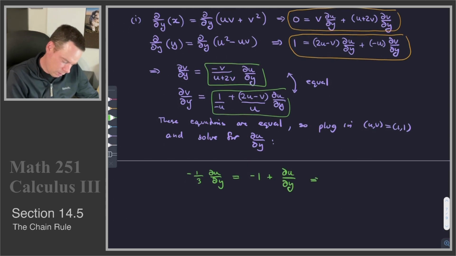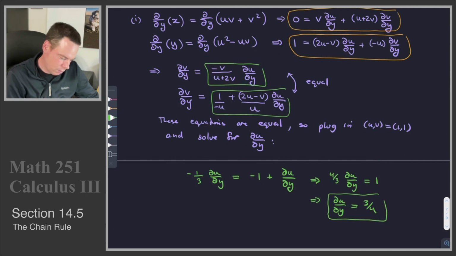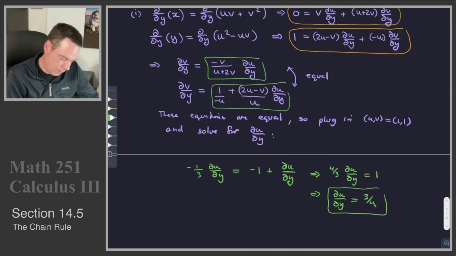And so that tells me then that I can move the negative 1/3 du/dy over to the other side. That gives me a 4/3 du/dy is equal to 1. Or in other words, du/dy is equal to 3/4. So we've managed to find the derivative we are interested in.